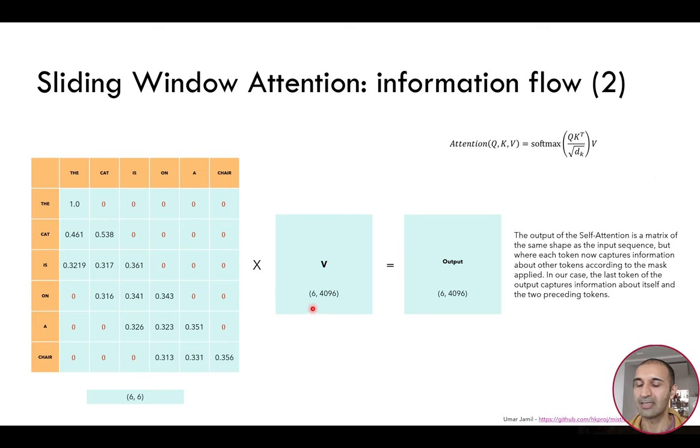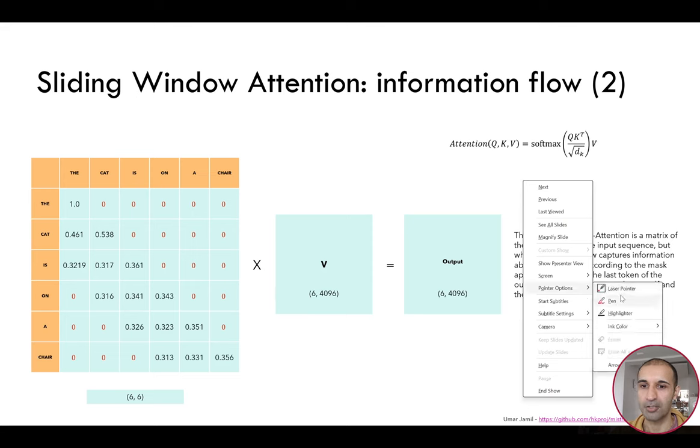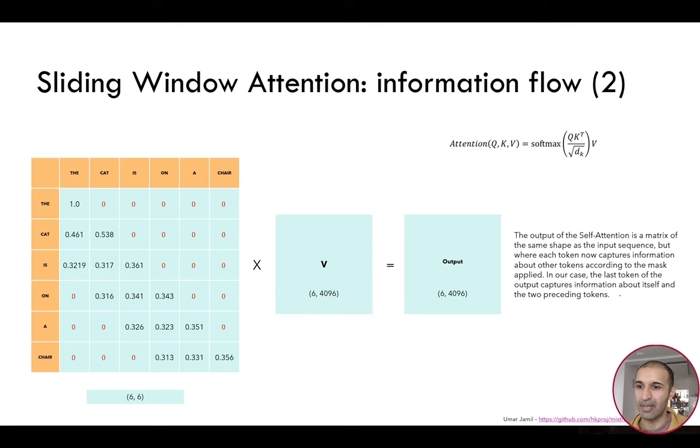The V matrix is basically the same as the initial sequence, because I told you this is self-attention, so the query, key, and values are the same matrix. So this means, let's analyze what happens by hand when we do this multiplication. So let me change to the pen. Okay, the V matrix here is a sequence of tokens where each token is a vector represented by 4096 dimensions.